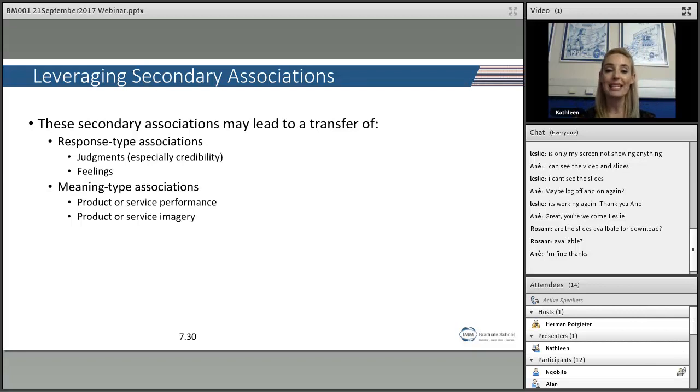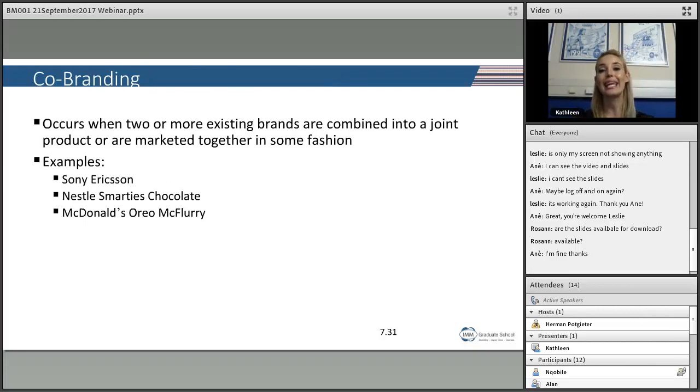We also have meaning type associations, where again we will have a better perception in the target market regarding our performance and our imagery based on our association with the leveraged element. Now, as your first outcome was to outline the various types of leveraging, your second outcome is then to describe the key tactical issues.